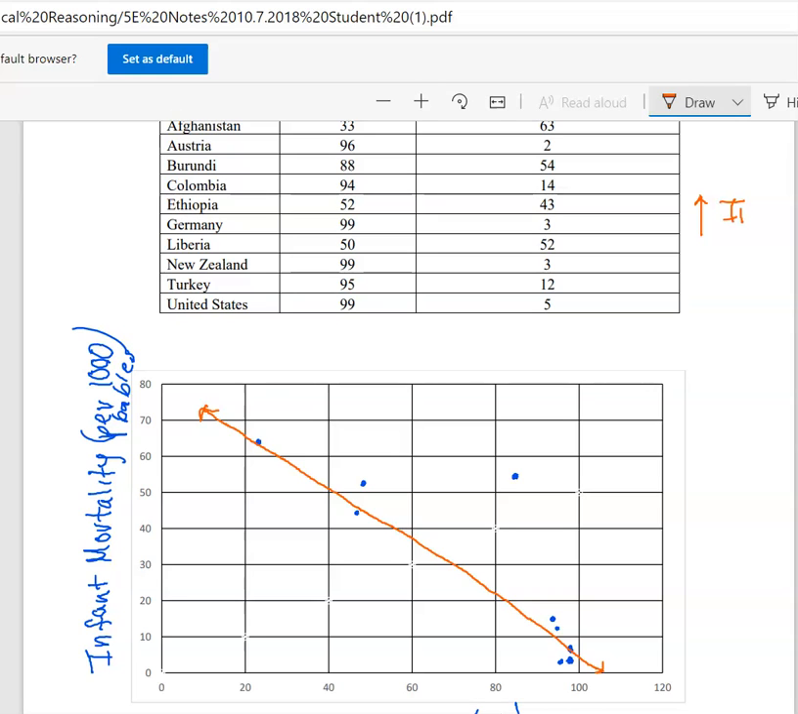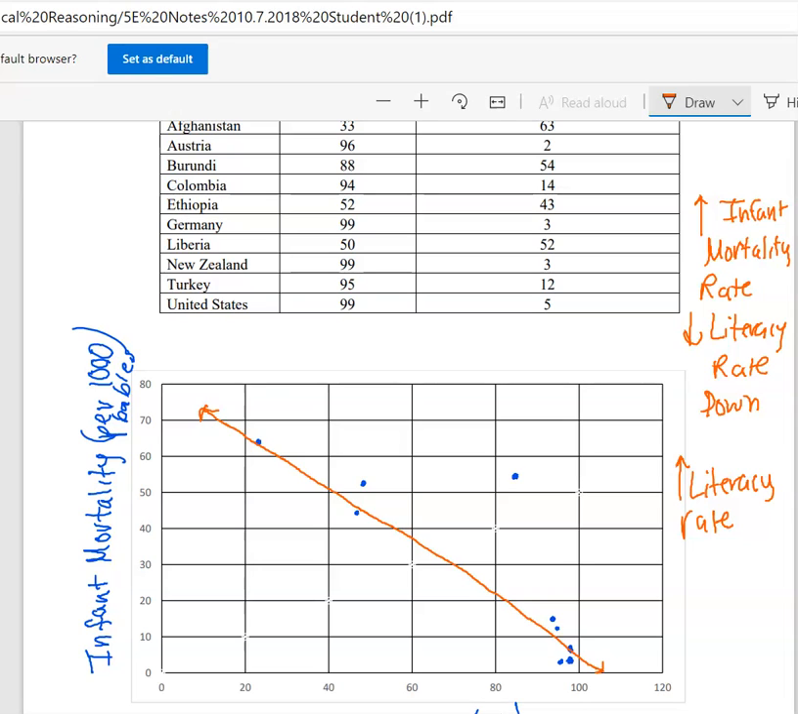It looks like as the infant mortality rate goes up, the literacy rate goes down. This is a negative correlation. As one thing goes up, the other thing goes down. We could also say the opposite is true here. As the literacy rate goes up, the infant mortality rate goes down.